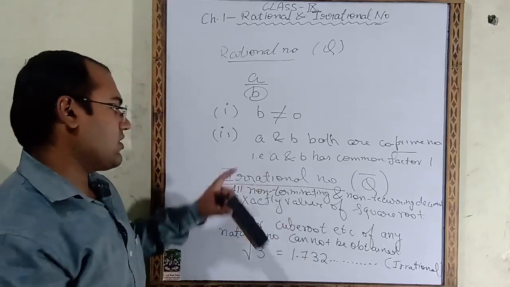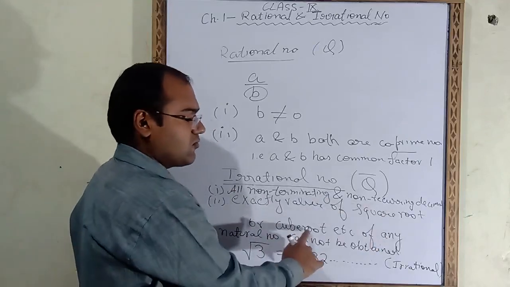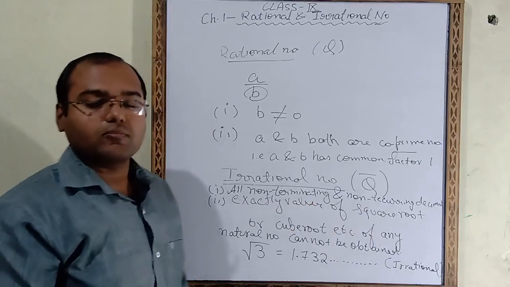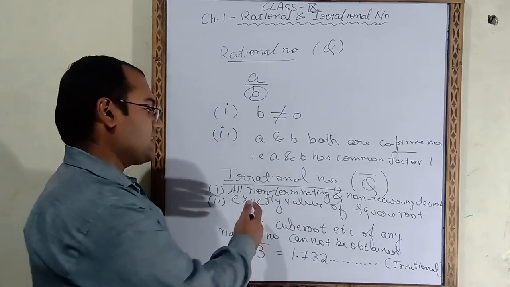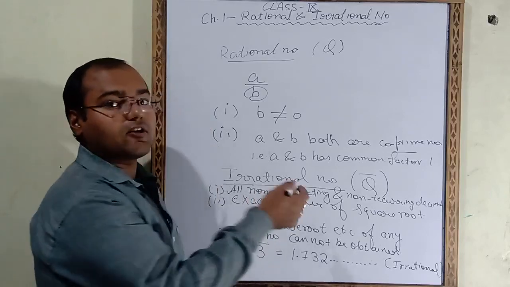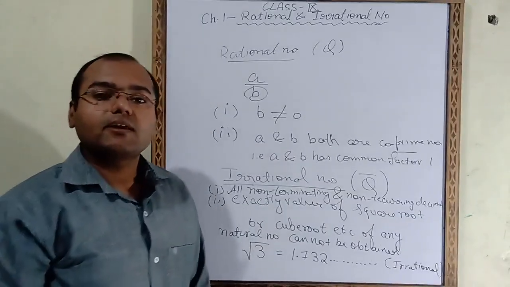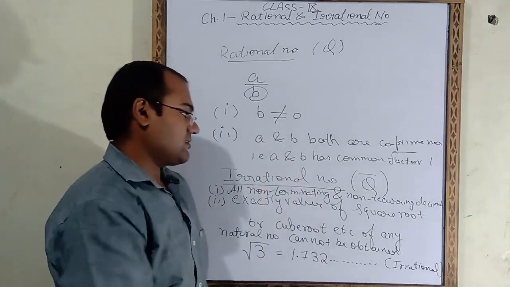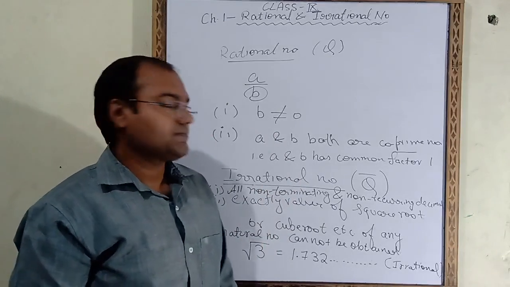So for irrational numbers you have to remember two things. If the exact value of the square root or cube root of any natural number cannot be obtained, then such numbers are called irrational numbers. And second, all non-terminating and non-recurring decimals are also called irrational numbers. This is the general thing you have to remember for rational and irrational numbers.